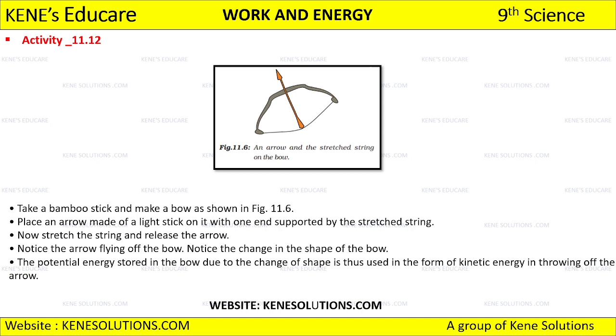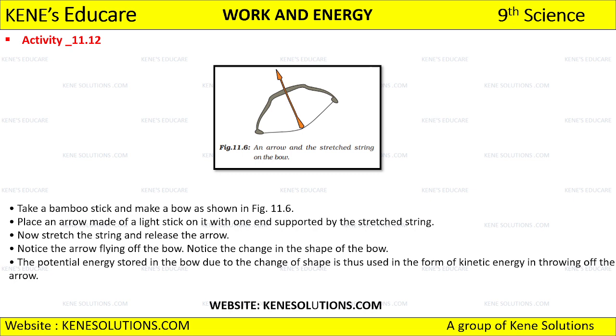Now we have activity 11.12. What you need to do is take a bamboo stick and make a bow as shown in figure 11.6. This is how you need to make a bow and an arrow. Place an arrow made of a light stick on it, with one end supported by the stretched string, the same way as shown in figure 11.6. Keep the arrow such that one end of it gets a support. And then stretch the string and release the arrow.